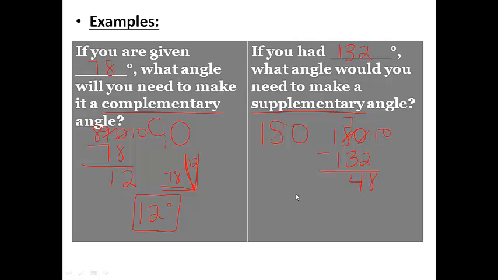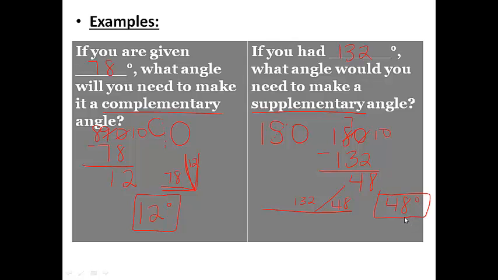You should get 48. Now does 48 plus 132 give me 180? Well, don't forget 180 is just a straight line. So this is 132. This is 48. Does 132 plus 48 give me 180? Yes. So your answer is 48 degrees. Don't forget your little degree sign out there, because when we talk about angles, we always deal with degrees.